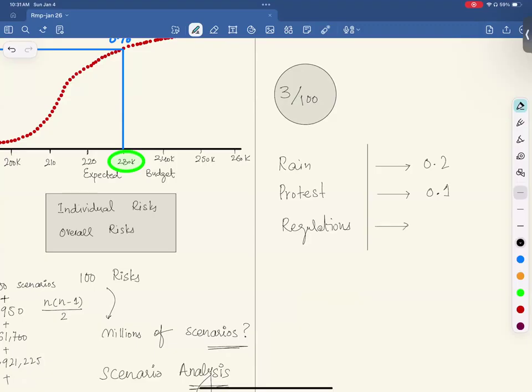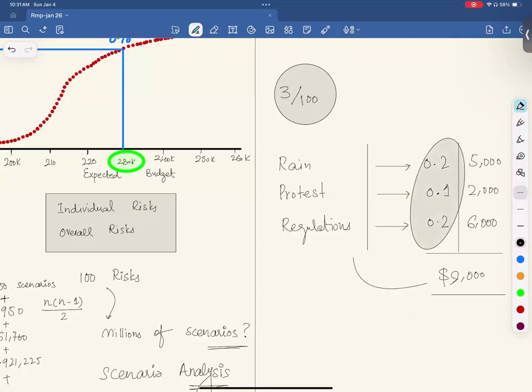What's the probability of regulation? 0.2. Okay. Then what is the impact based on current data and previous data? So $5,000, $2,000, $6,000, right? So the total impact of this scenario would be calculated, right? So let's say whatever it is, I'm writing a random number, $9,000, right? So if this scenario occurs where probability is this, this will be the impact.